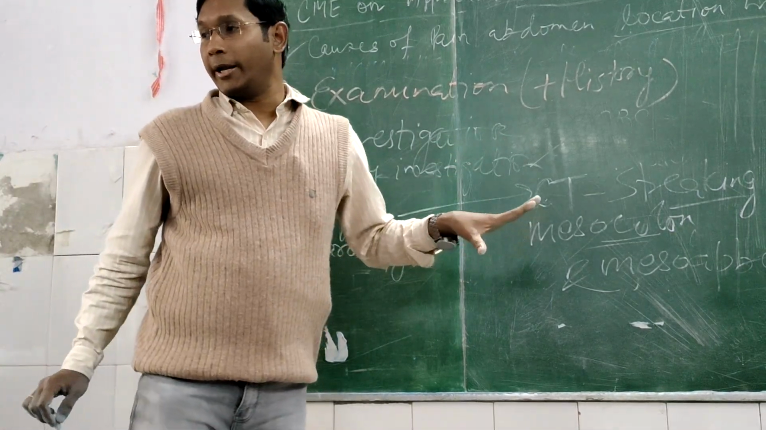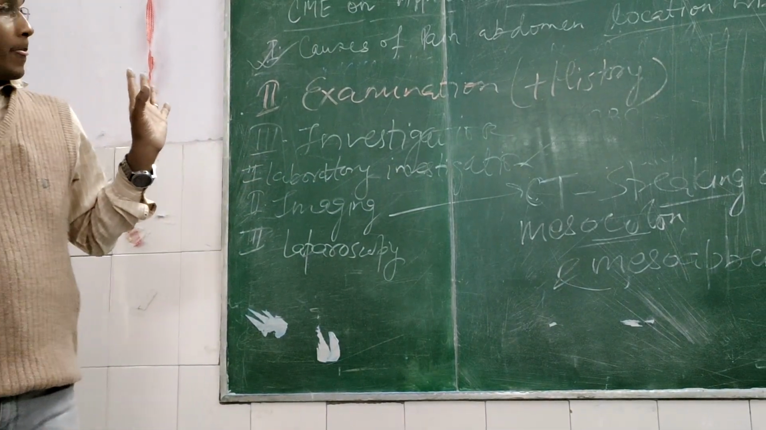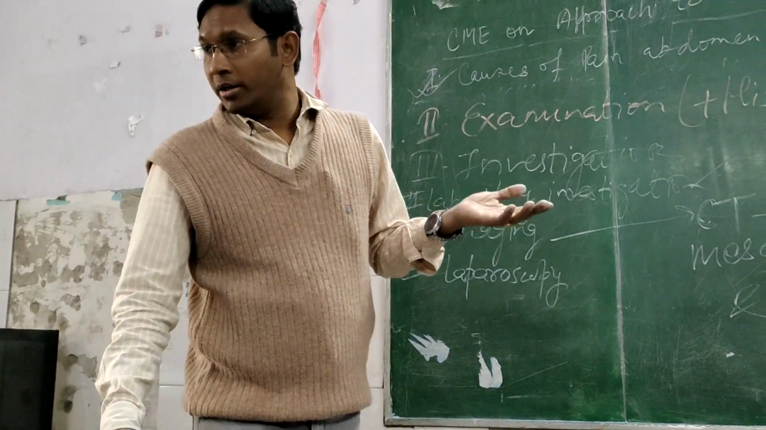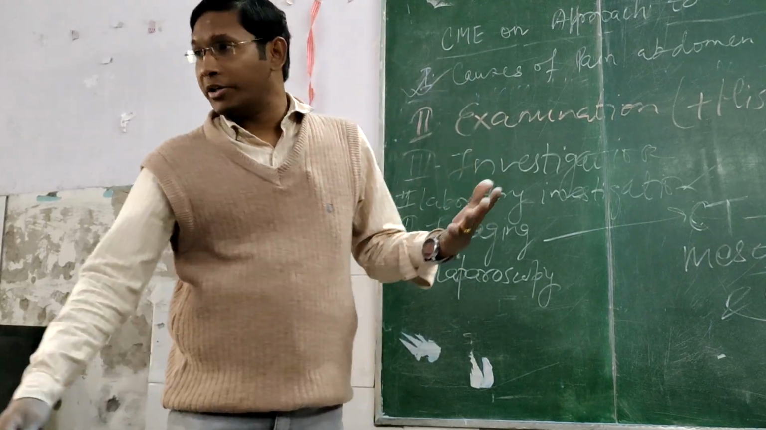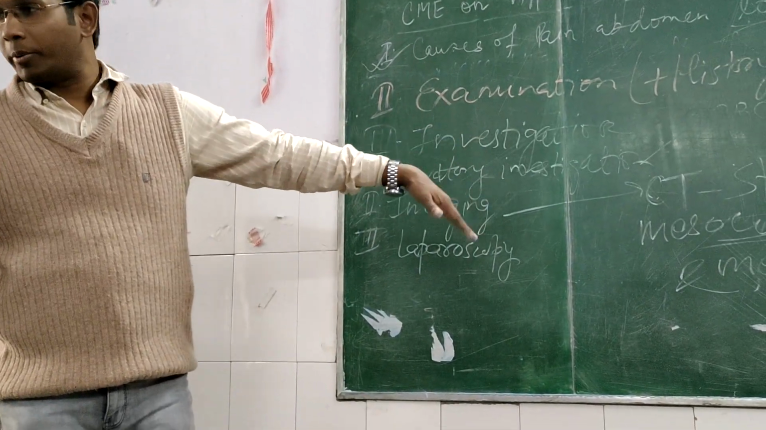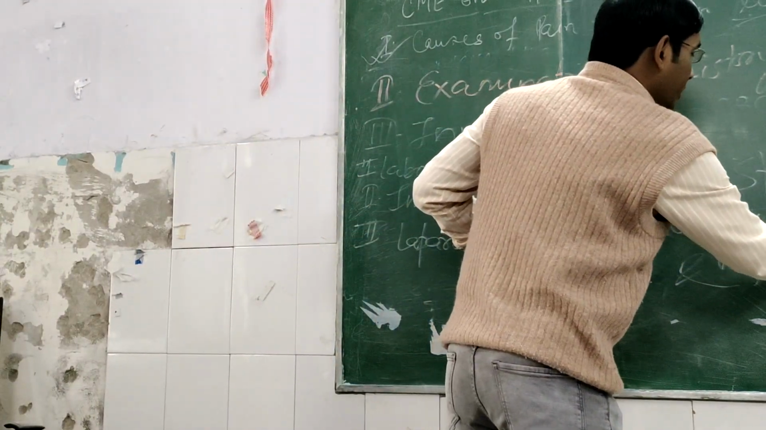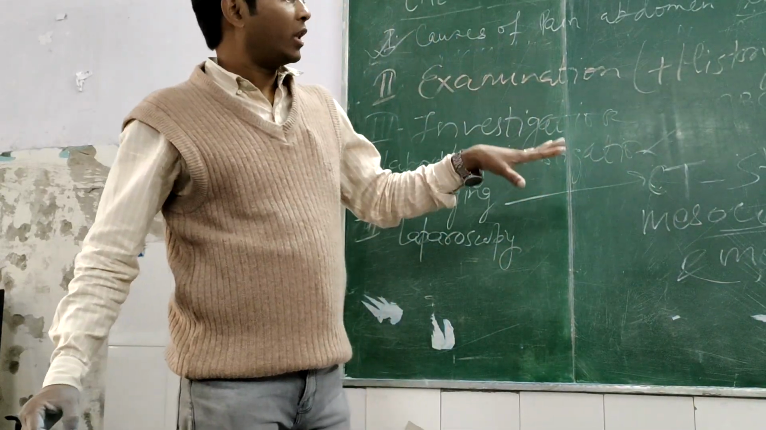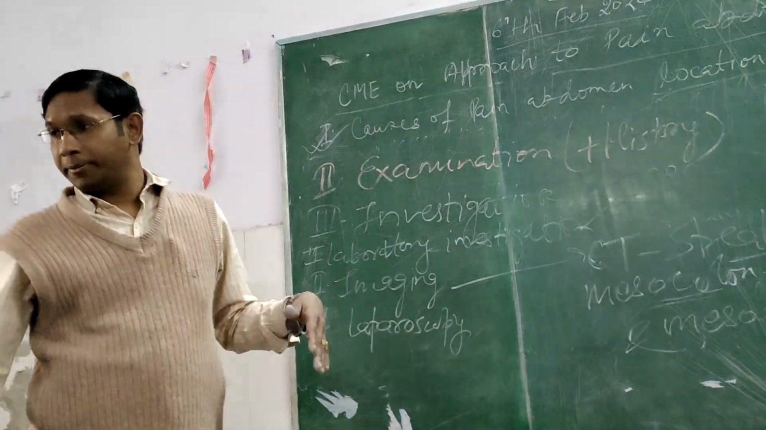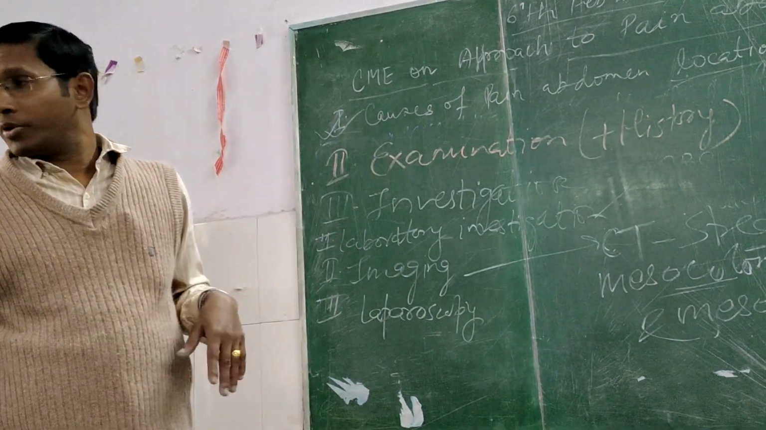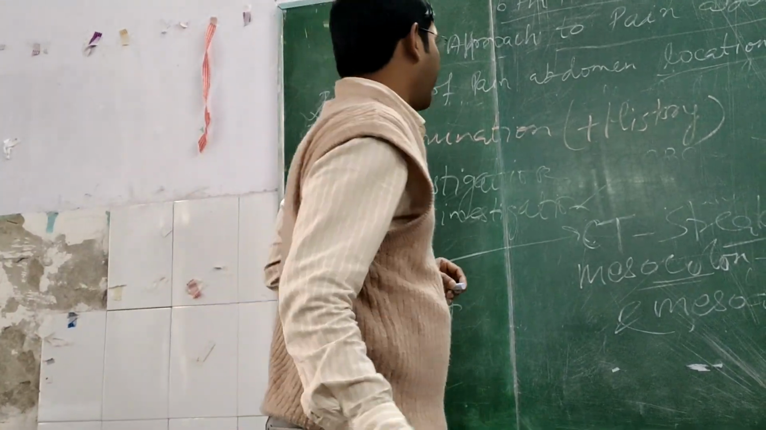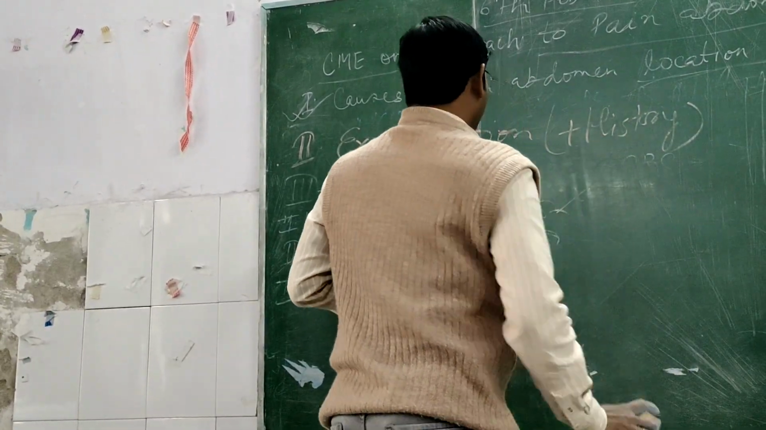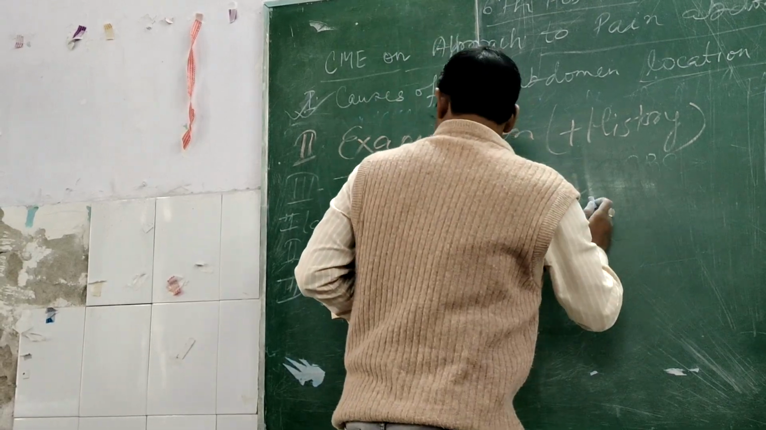So this is what CT scan can delineate: thickened intestinal wall, thickened colonic wall, thickened appendiceal wall, and streaking of mesocolon and mesoappendix. Streaking of mesocolon is diverticulitis and streaking of mesoappendix is appendicitis. So these are the subtle things which we can miss through the USG, but can be caught through the CT scan. Now the other thing is laparoscopy.